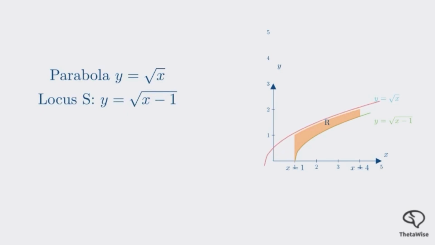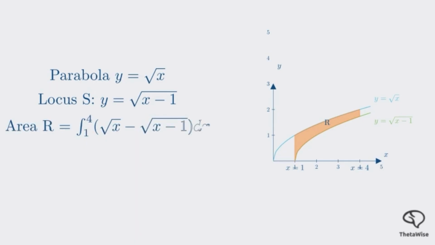Now, which curve is on top and which is on the bottom for our region R? For any x between 1 and 4, the square root of x will be greater than the square root of (x minus 1). This makes sense geometrically as well. The parabola y equals the square root of x is above the parabola y equals the square root of (x minus 1) in this region. Therefore, the area of R is the definite integral from 1 to 4 of the difference between the upper curve and the lower curve. That's the integral of the square root of x minus the square root of (x minus 1), from 1 to 4.